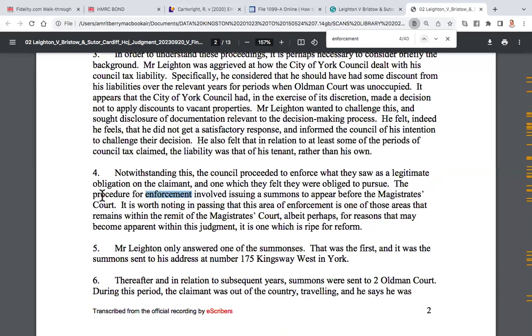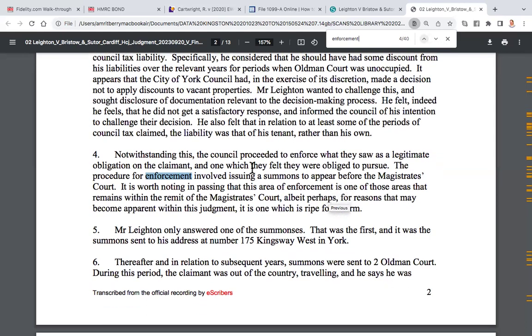Procedure for enforcement involved issuing a summons to appear before the magistrate's court. So whether they had a right of enforcement, the bailiff company. The locksmiths is a bit further down the line. The authority for enforcement is one of those areas that remains within the remit of the magistrate's court. It is one which is ripe for reform, as becomes apparent, because the right of appeal was denied. So the reason cannot be an enforcement by the magistrate's court. Okay, let's carry on.